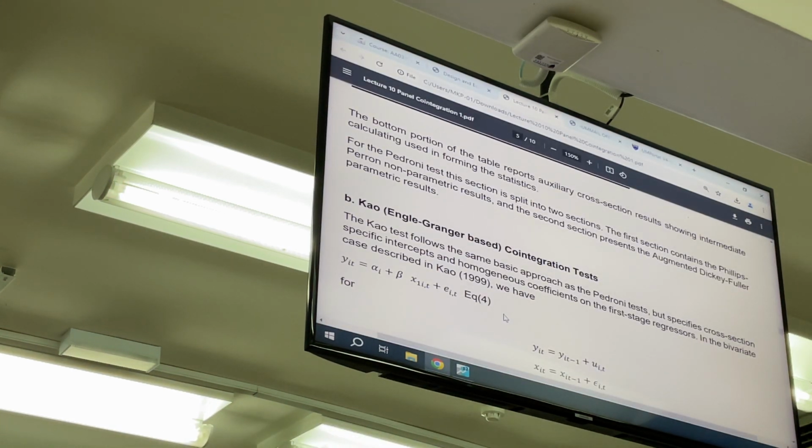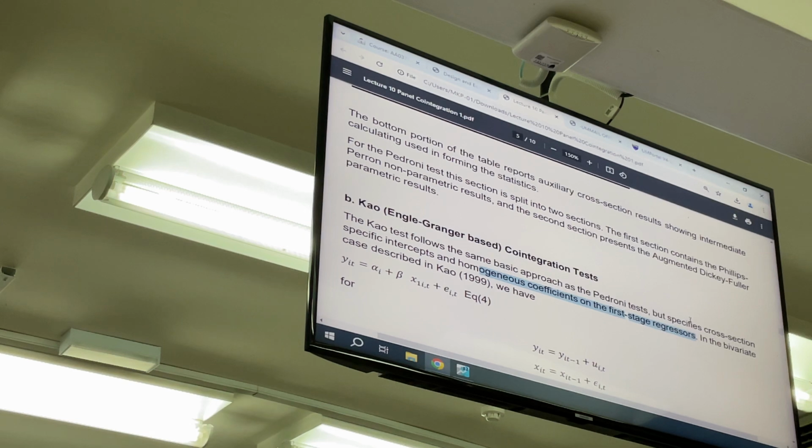So okay, now we move to the second one. The second one is Kao. These are also based on the Engle-Granger-based cointegration test. So what is the difference here? Kao follows the same basic approach as Pedroni, but with cross-section specific intercepts and a homogeneous coefficient on the first stage regression.